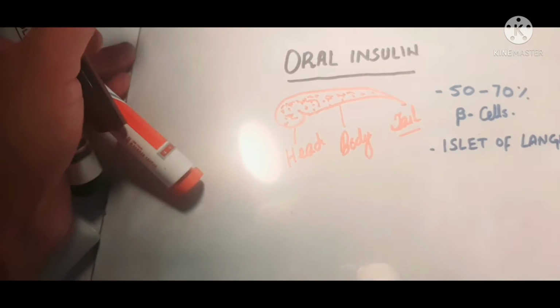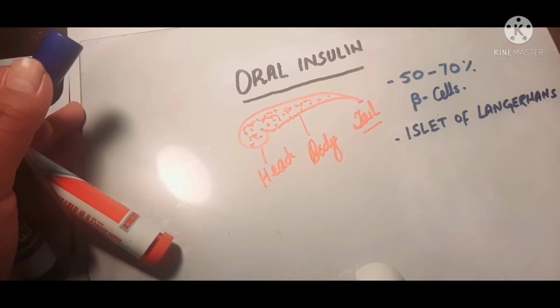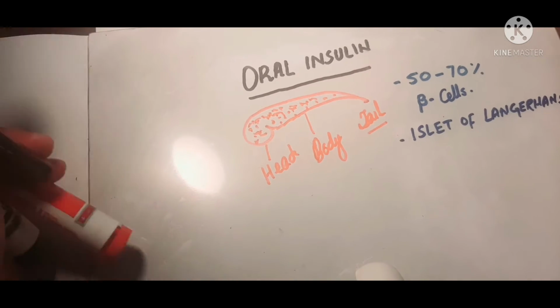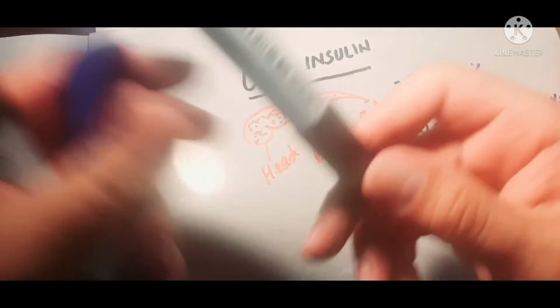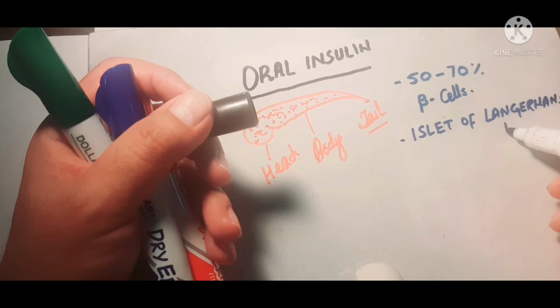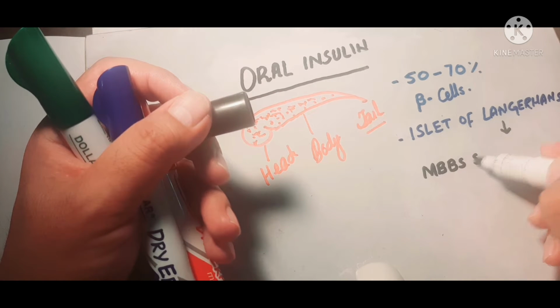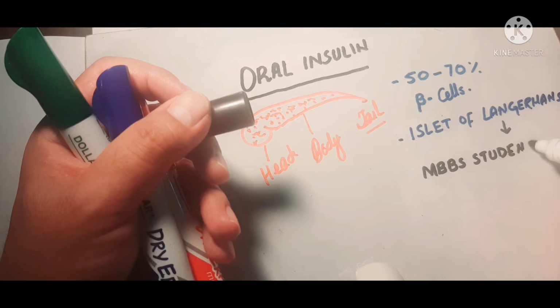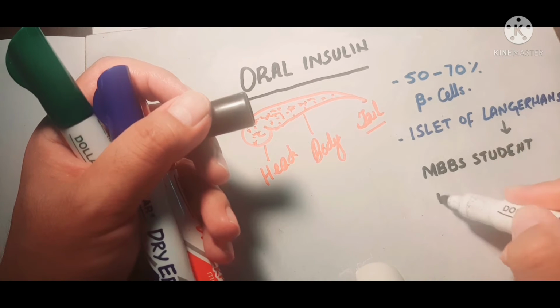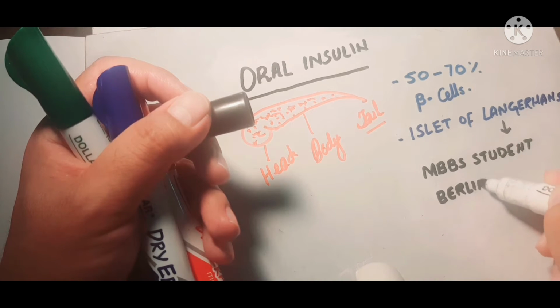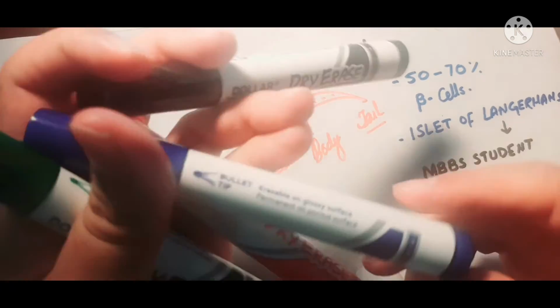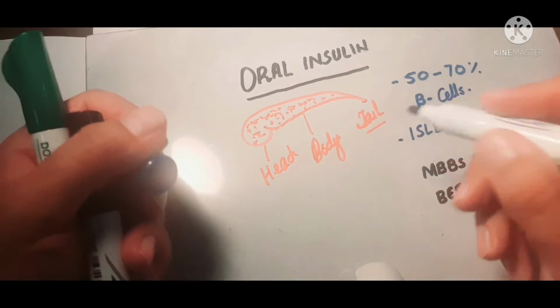And who was Langerhans? Langerhans was an MBBS student from Berlin who discovered the beta cells inside the pancreas, which is a very important organ for the production of insulin.